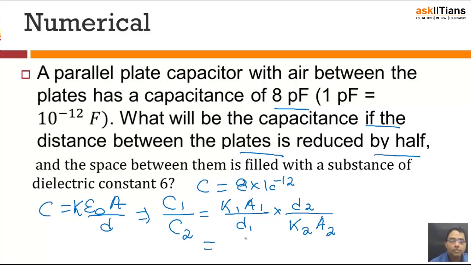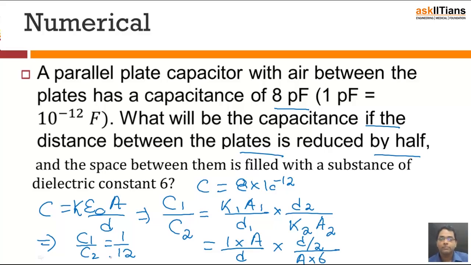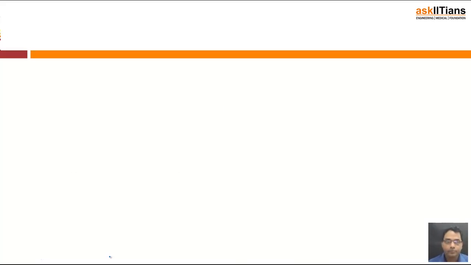If I solve this, the initial value of K is 1, which is not given. Initial area, I take to be A, and the initial distance between the plates is D. Then the distance is reduced by half, so this becomes D by 2, and the space between them is filled with a substance of dielectric constant 6. That means the area isn't changing, but the dielectric constant has a value 6. So what will we get as a result? You can simply say that C1 by C2 is going to become 1 by 12, the rest of the factors remaining constant.